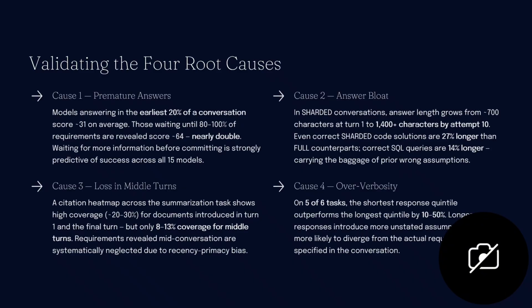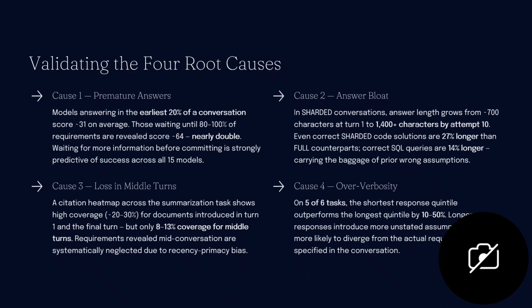Cause 2: answer bloat. In sharded conversations, answer length grows from roughly 700 characters at attempt 1 to over 1400 characters by attempt 10. Even when models reach a correct answer in sharded form, the solution is 27% longer for code and 14% longer for SQL than the full equivalent, bloated with prior wrong assumptions.